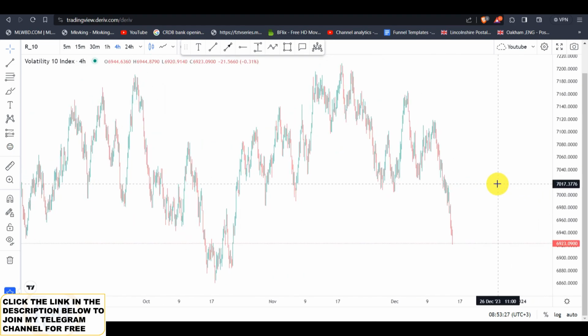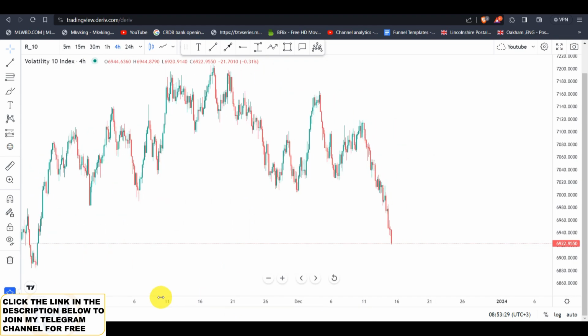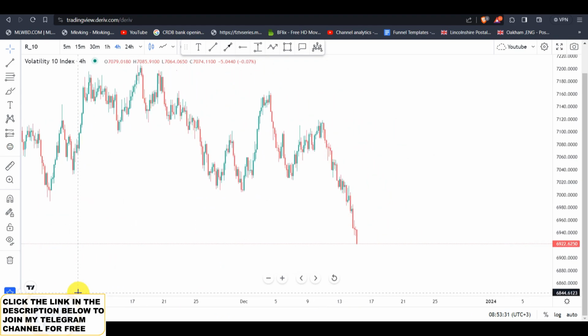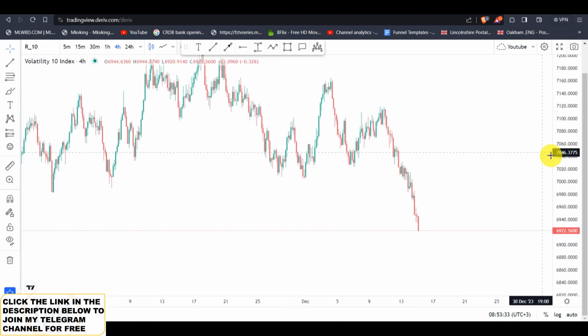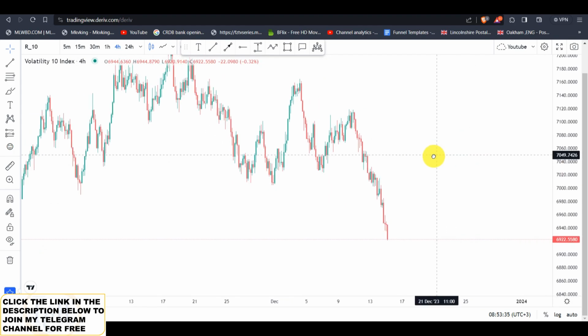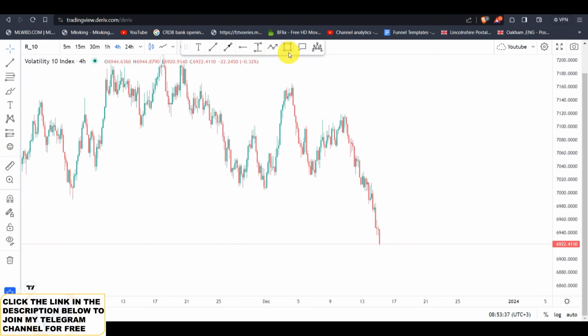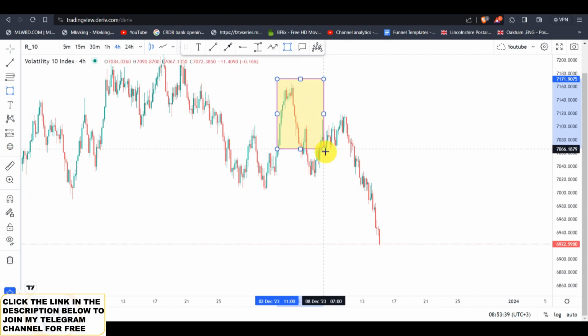Now after we have reached the 4-hour time frame, let me zoom in a little bit so that we can get a clear picture on how we did get that entry. Now first of all, this trade was on a downtrend. We did consider this movement right here.